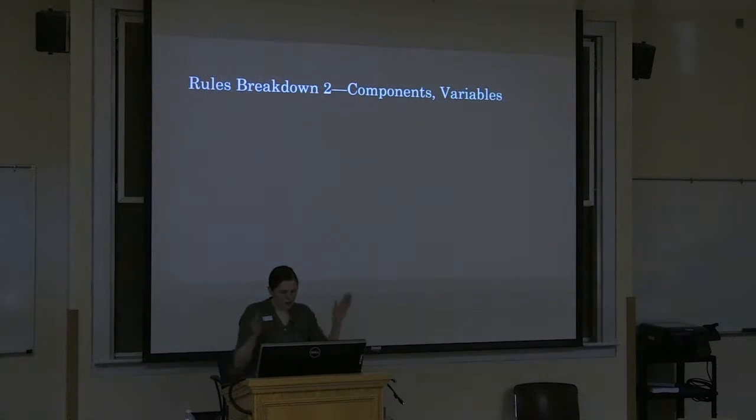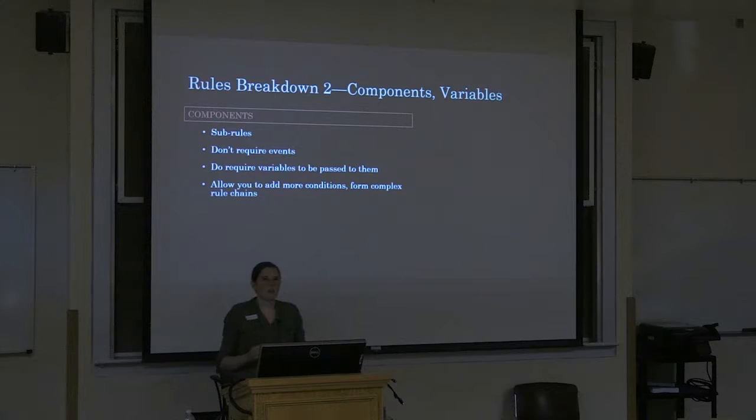Okay, so now we're going to go into some more, we'll show you how you can make it more complex. So components are the next sort of basic structure of rules, and this is how you make sub-rules. Components are basically like mini rules that you will attach to a main rule. They don't actually require events because that's provided by the main rule. And you don't even have to put conditions and such on them, although that is typically why you're using them. They allow you to form sort of chains of rules.